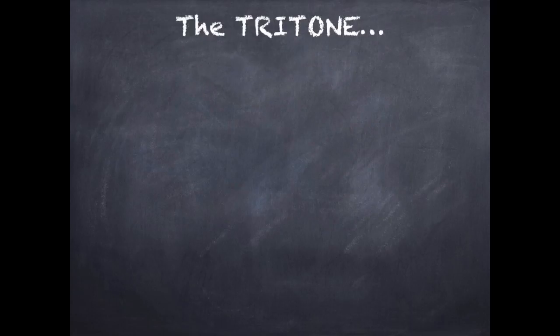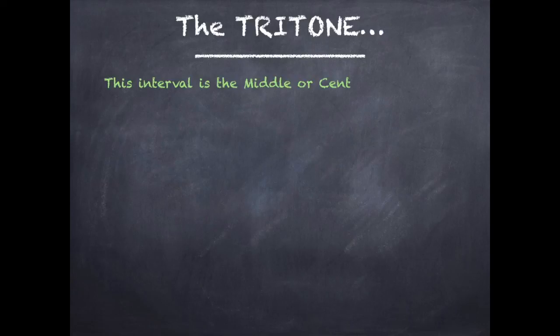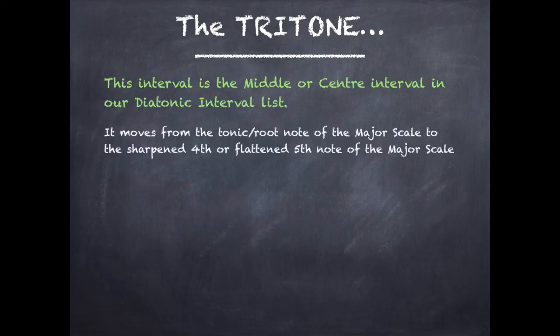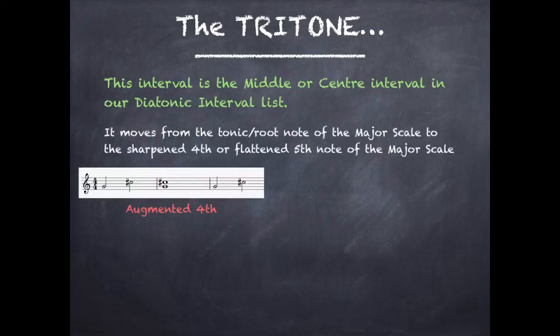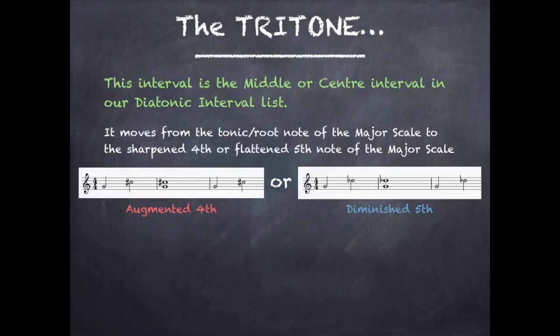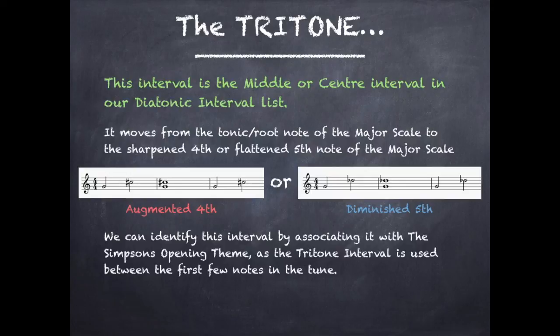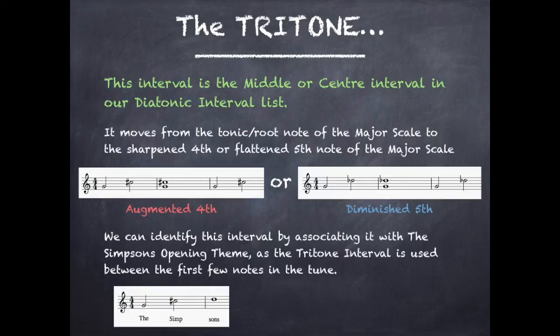The tritone. This interval is the middle or centre interval in our diatonic interval list. It moves from the tonic root note of the major scale to the sharpened fourth or flattened fifth note of the major scale, so an augmented fourth or a diminished fifth. We can identify this interval by associating it with the Simpsons opening theme, as the tritone interval is used between the first few notes in the theme.